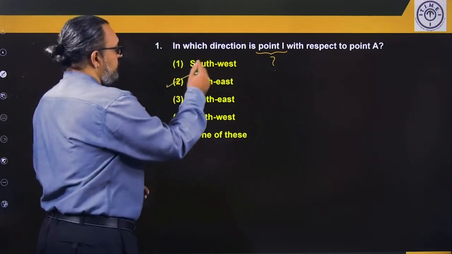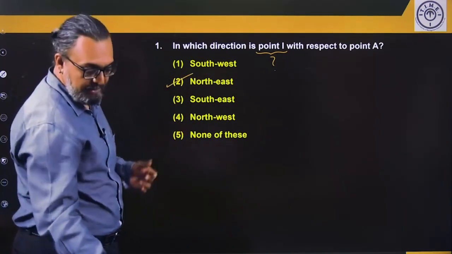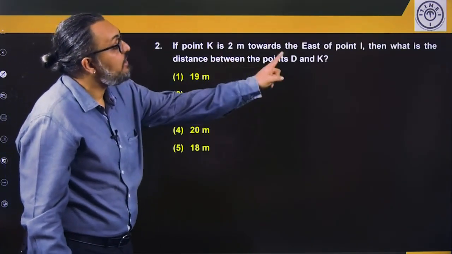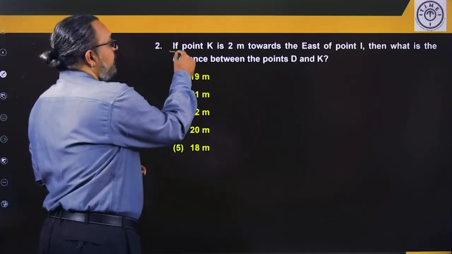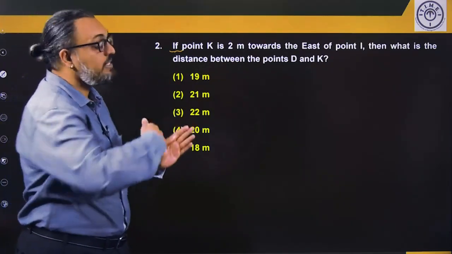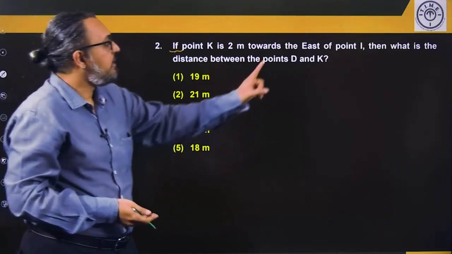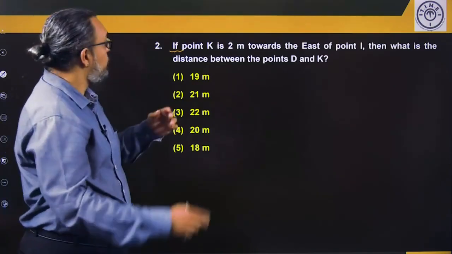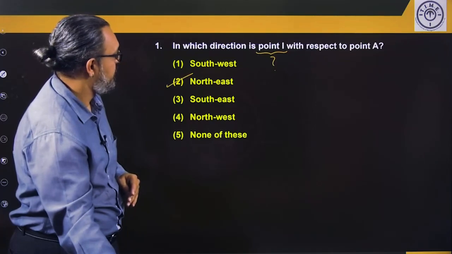So northeast, choice 2. Okay? Then, if point K is 2 meters towards east of I. So K, he says if, which means to answer only this question, this point has to be given. So K is east of I, meaning right side of I at a distance of 2 meters. Then he is asking what is the distance between the points D and K. Okay. So first let's fix K on the right side of I, 2 meters.